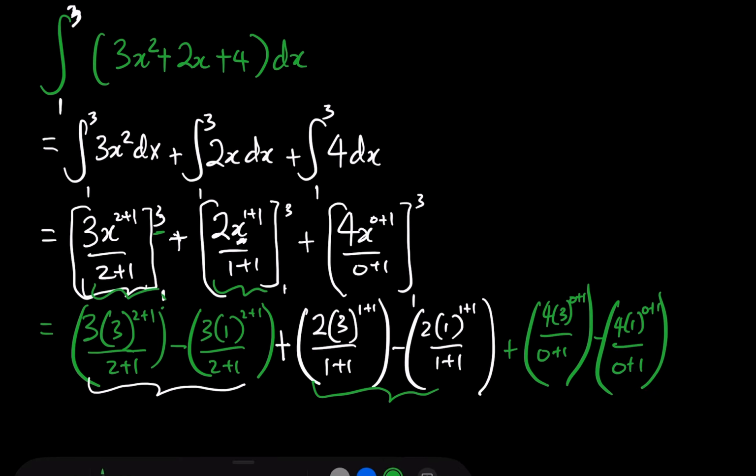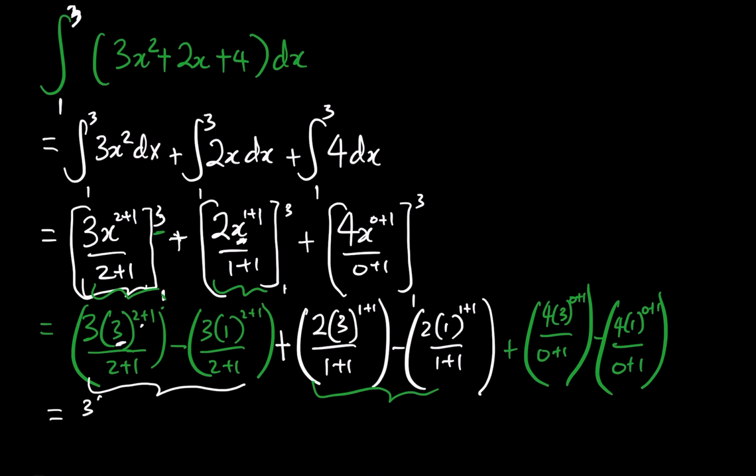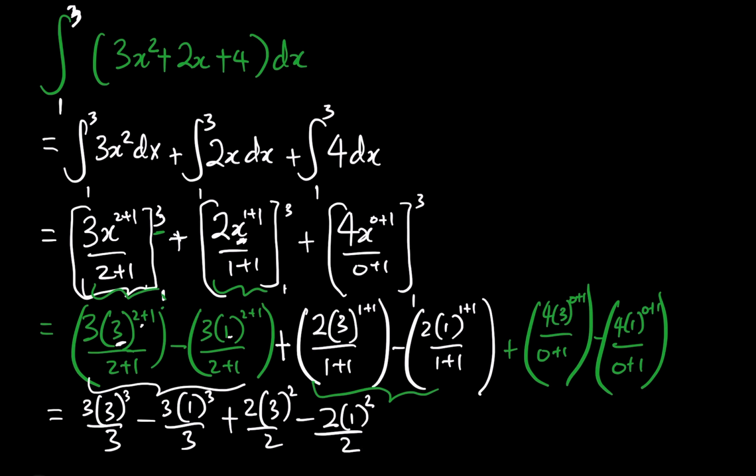Now, this is going to give us, this here is 3 to the power 3. So it's going to be 3 multiplied by 3 to the power 3 over 3, minus, this is basically 1, 3 into 1 to the power 3 over 3, in that order, plus this is going to be 2 into 3 squared over 2, minus 2 into 1 squared over 2, plus you're going to get 4 into 3 to the power 1 over 1, minus 4 into 1 to the power 1 over 1, in that order.